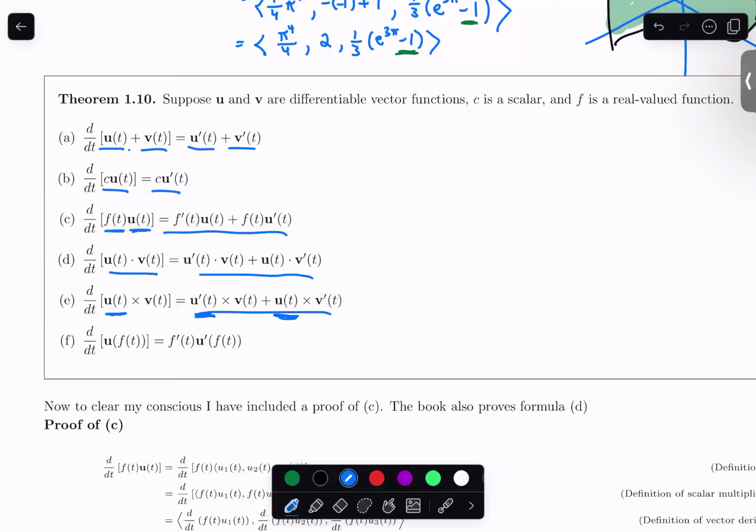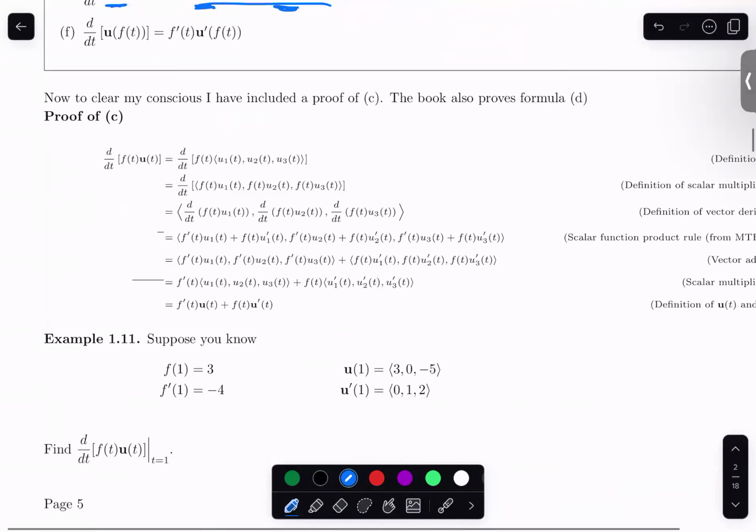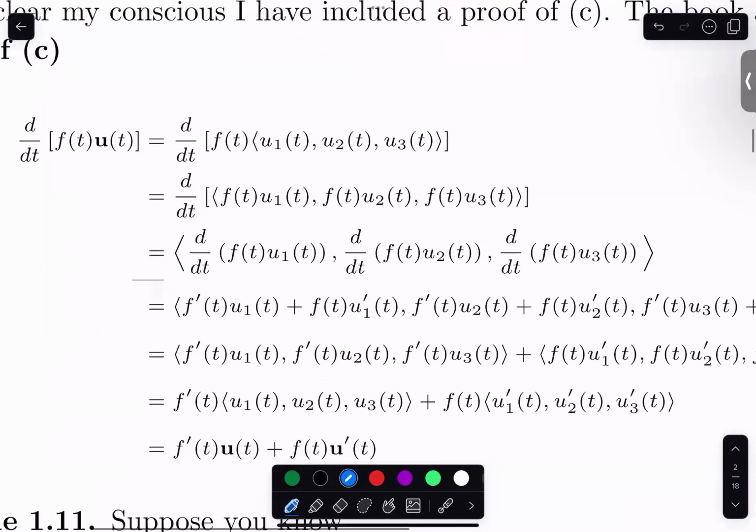The proofs of these things are pretty boring, I would say. This is a mathematical theorem. It has a proof. It's nothing that you have to take for granted or take my word on. I'll show you here a proof of C, for instance. I think C is maybe a mildly interesting one. And the book has a proof for D as well.